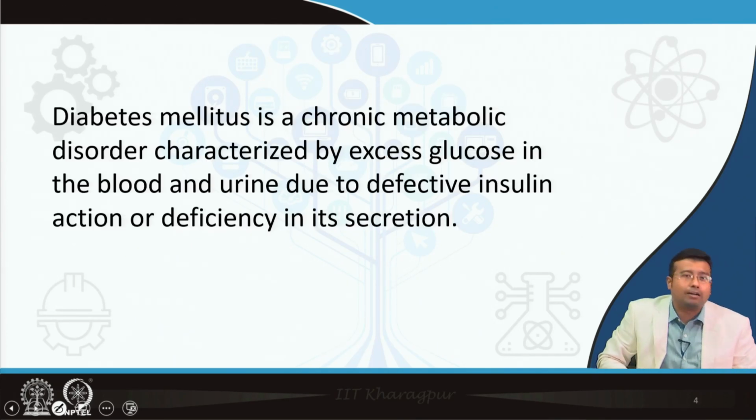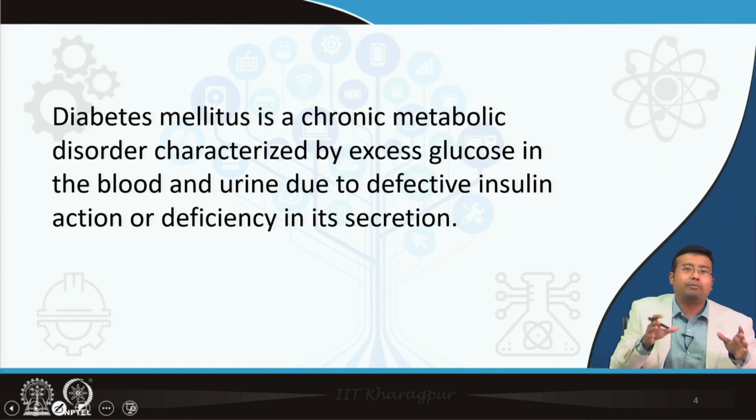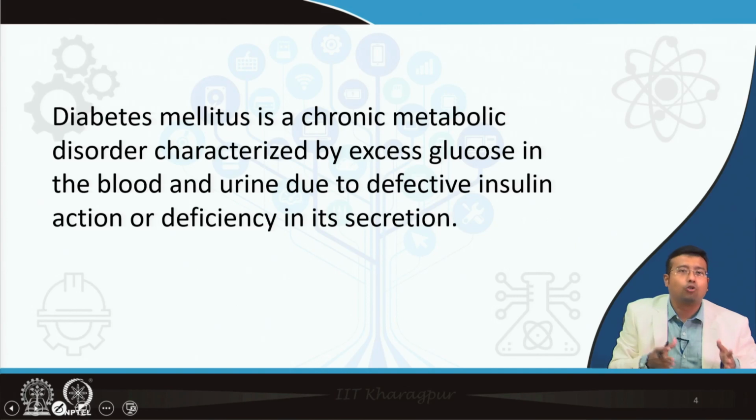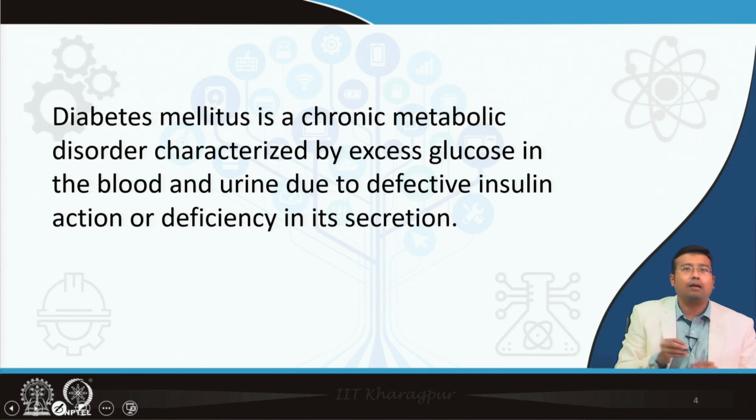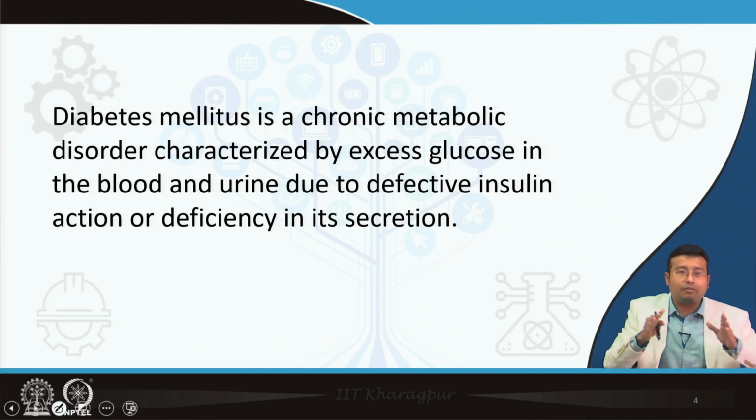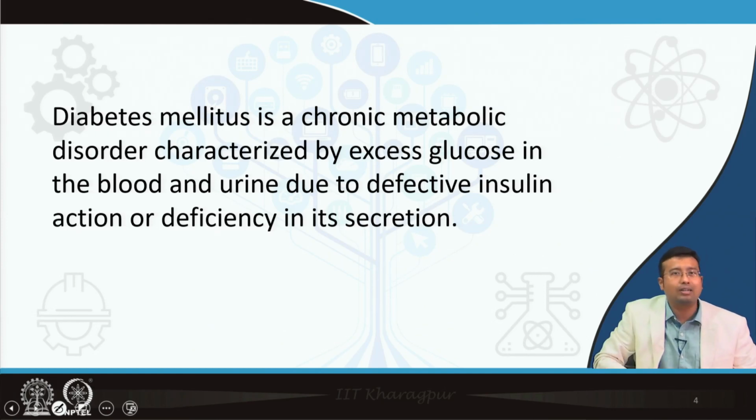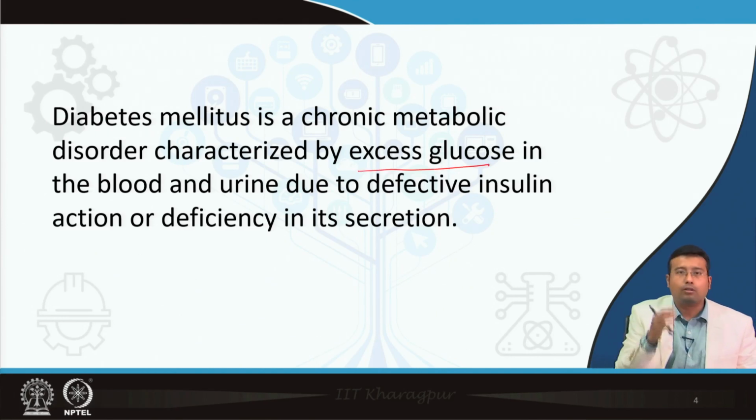Now, what is diabetes? Since diabetes is a disease, a strict definition cannot be given because it has so many aspects, but just for the sake of stating what the disease is, we can say diabetes mellitus is a chronic metabolic disorder. Chronic means it develops over time. A chronic metabolic disorder characterized by what problem? Excess glucose. The only culprit is high glucose in blood and urine. Okay, this is often missed.